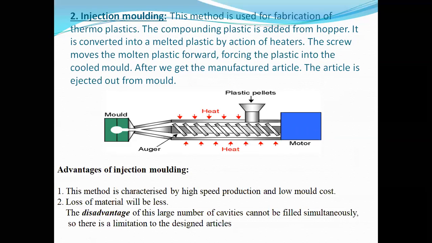When the temperature followed by the pressure is applied, then what happens? Plastic is injected into the mold, and this mold contains different shapes of articles. Different shapes of thermoplastic articles are prepared. More numbers of thermoplastic articles are prepared with the help of injection molding method. This method is characterized by high speed production and low mold cost. The main advantage of injection molding method is high speed production. That means we can produce the maximum number of articles within a stipulated time. The second one, the low mold cost. The cost of that mold is also very less.